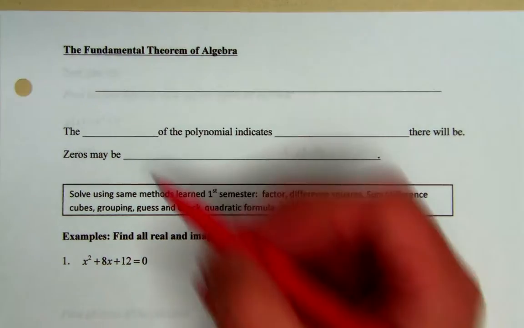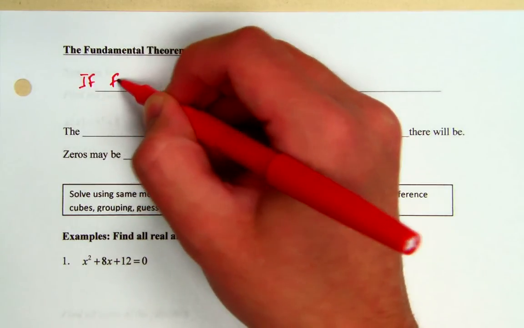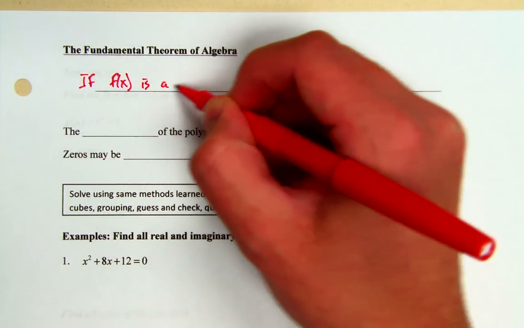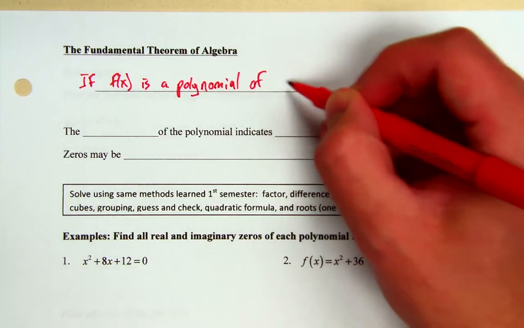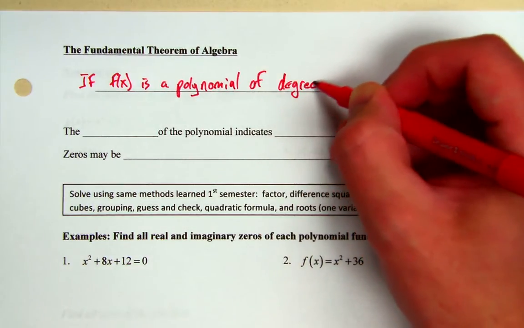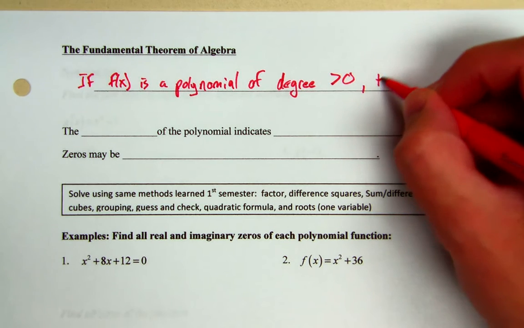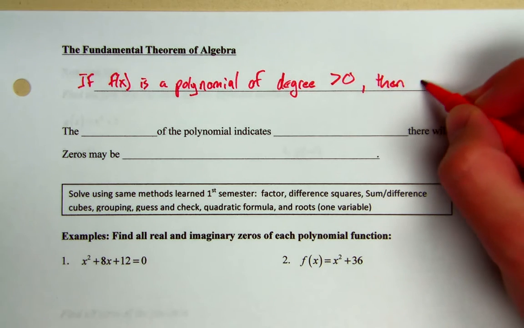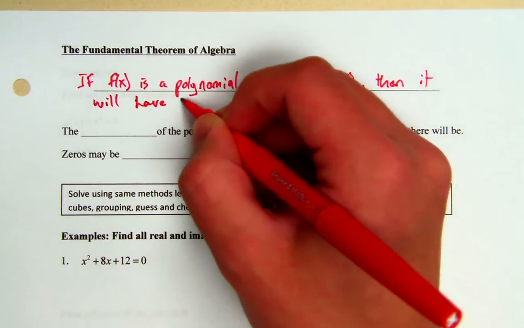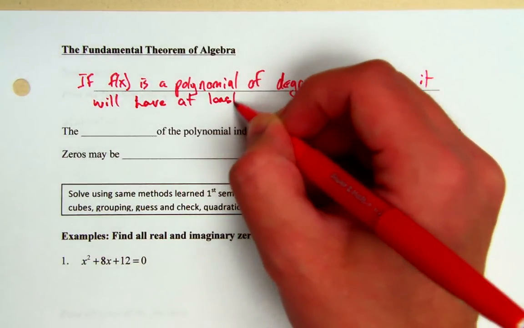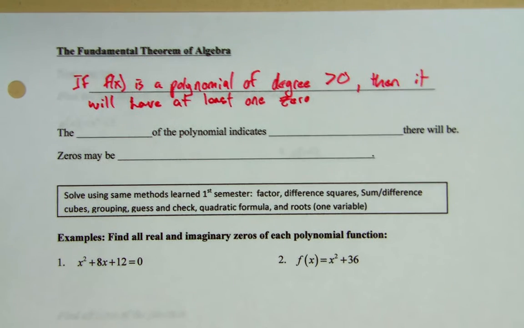So basically it's saying, hey, if f of x is a polynomial of degree greater than 0, then it will have at least one 0, or solution, or root.